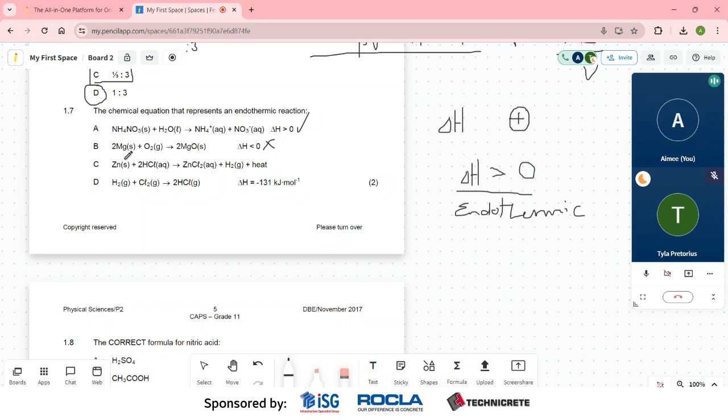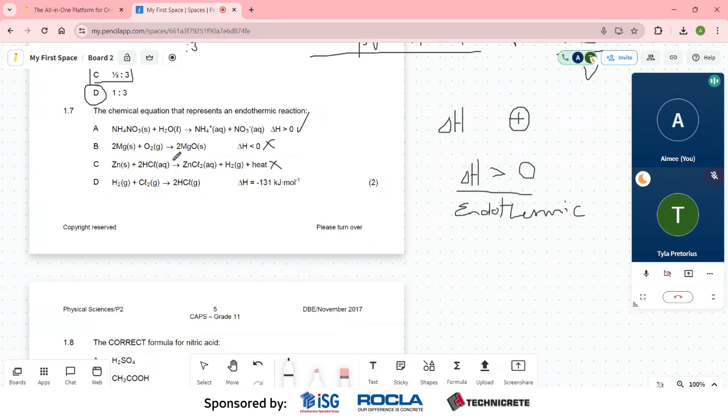Then we go to C, and you can see that they've written all of this out, and they've said plus heat on the right-hand side of the equation. Okay, having heat on the right-hand side of the equation shows you that heat is being released. If it said plus heat on the left-hand side of the arrow, that would indicate absorbing energy. And absorbing energy is endothermic, while releasing energy is exothermic. So adding heat on the right-hand side of the arrow of the equation means that it's exothermic. So it's not this one.